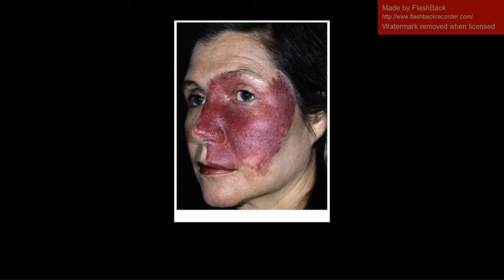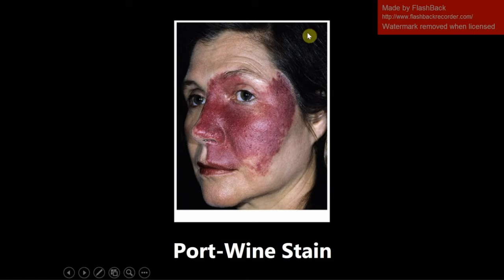This next one is a port wine stain, also called nevus flammeus. So this is a vascular birthmark, mainly on the face. This is fairly common. People have this. But one thing that it's associated with is Sturge-Weber syndrome. So you want to know that association of port wine stain, which may also be called nevus flammeus, and Sturge-Weber syndrome.